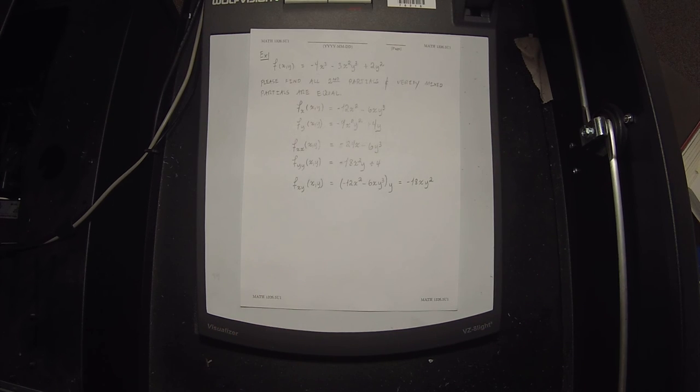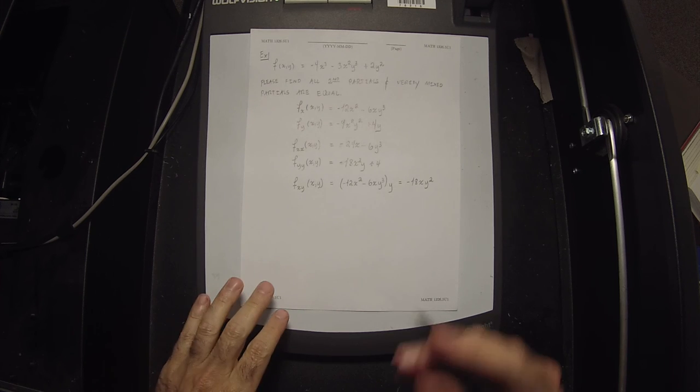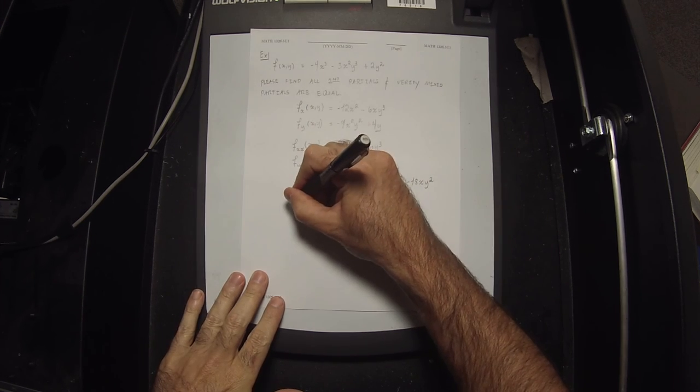So if you have an exercise that says find all second partials, even though you know from Clairaut's theorem that you can get away with just doing three of them instead of four, you should go ahead and do them all. Because if you do them all, then that serves as a check.